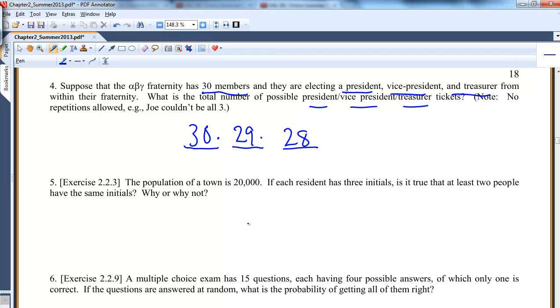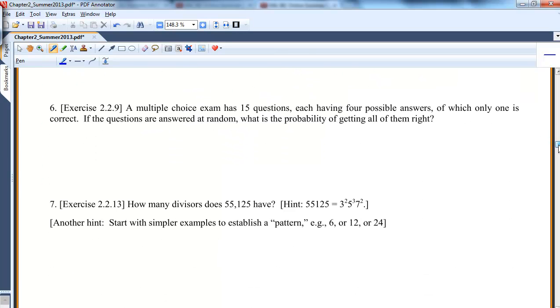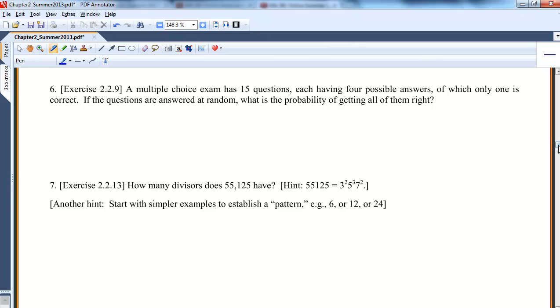I'm happy. This is another initials counting problem. Let's see, example 6. And I have all these in the lecture with solutions if you want to see copies of all of them.